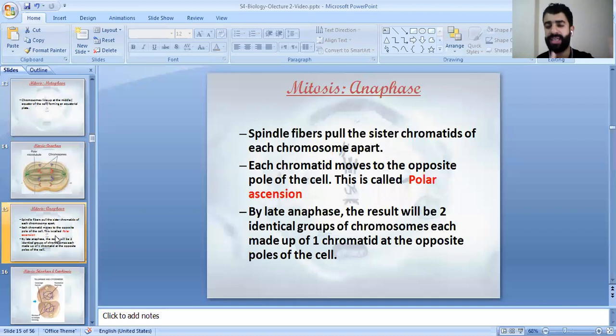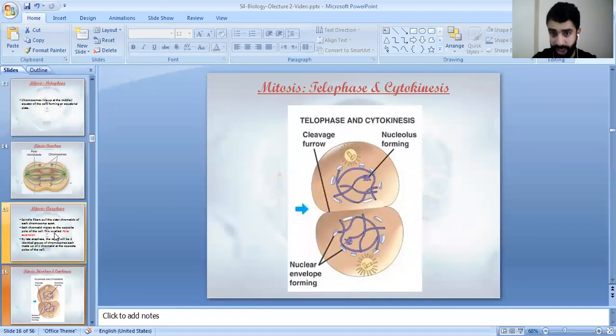So what is special about metaphase is the lining up at the middle of the cell, forming what is known as the equatorial plate. And during anaphase, we have the polar ascension. And the last phase of mitosis, we have telophase and cytokinesis.